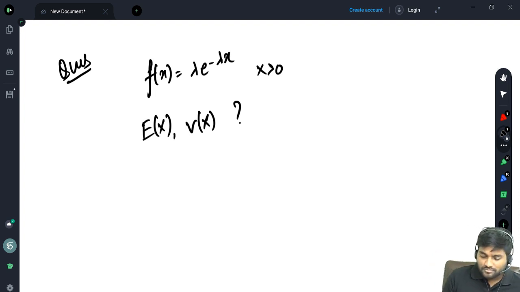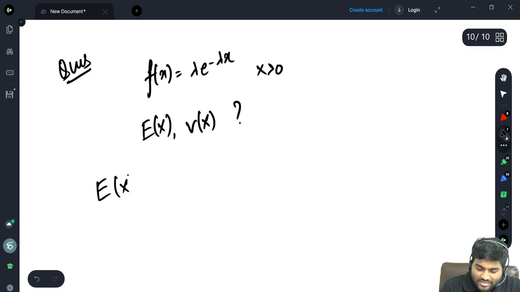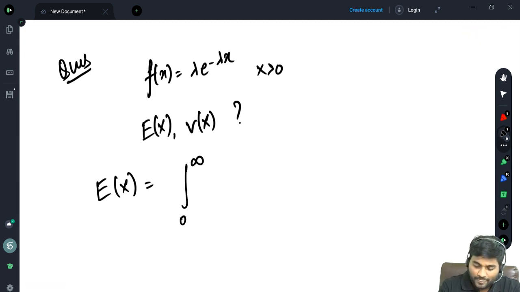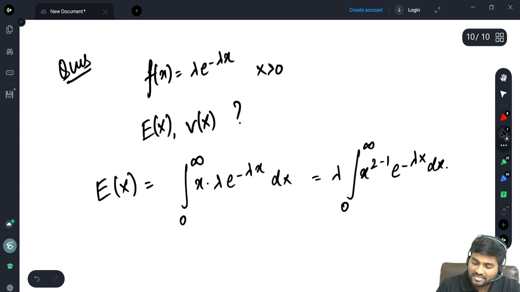Okay. So f(x) is lambda e to the power minus lambda x. Expectation of x is what? Integration 0 to infinity x into lambda e to the power minus lambda x dx. So lambda common, 0 to infinity x to the power 2 minus 1 e to the power minus lambda x dx. We'll apply gamma integration.